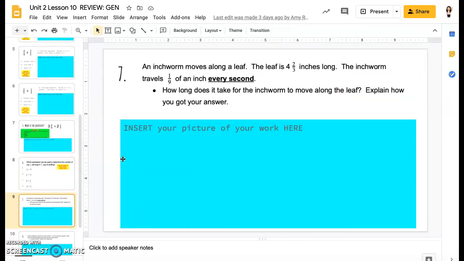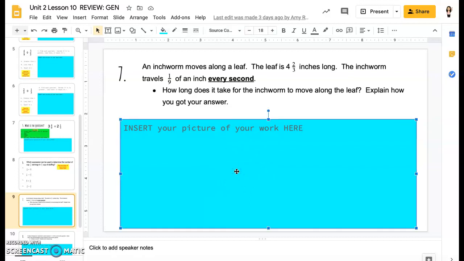Number 7, an inchworm moves along a leaf. The leaf is 4 2/3 inches long. The inchworm travels 1/9 of an inch every second. How long does it take for the inchworm to move along the leaf? Explain how you got your answer. Once you have solved this problem, you're going to insert your picture of your work in the blue box over here.